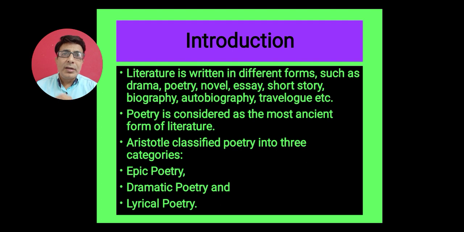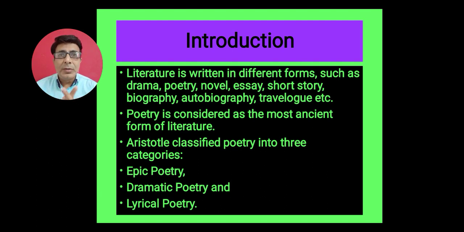Aristotle, the great Greek philosopher, himself has classified poetry into three broad categories. According to Aristotle, there are three kinds of poetry: epic poetry, which is narrative, which is a very long poetry. Then we have dramatic poetry, and the third one, as discussed by Aristotle, is lyrical poetry.